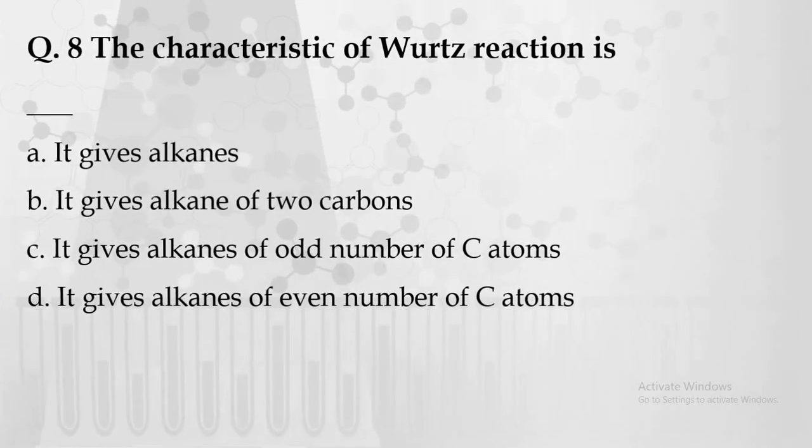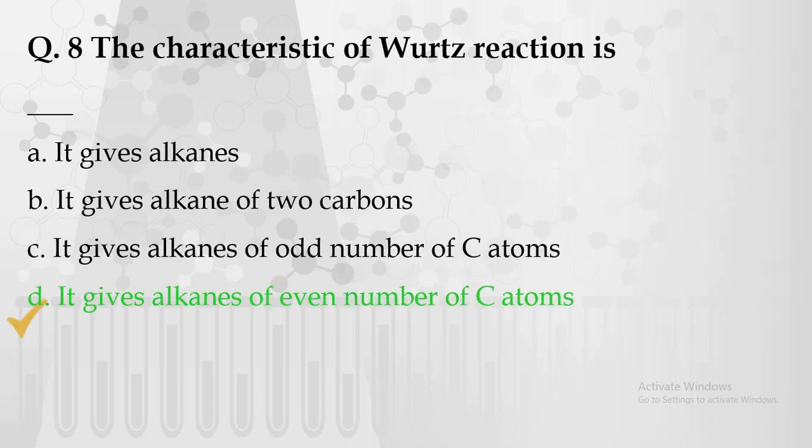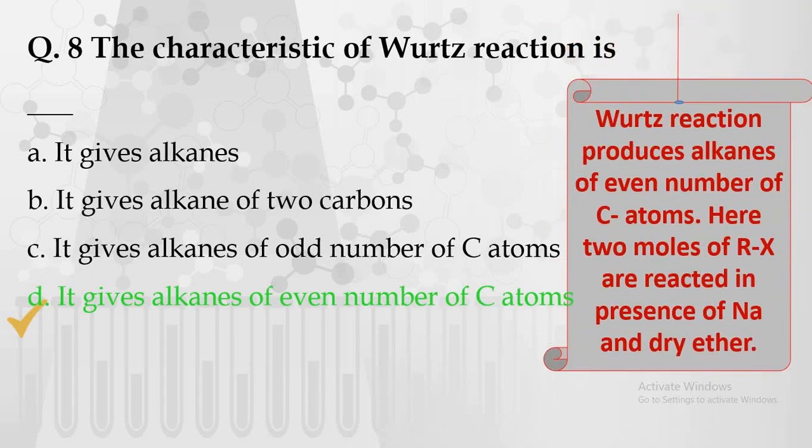Question number 8. Characteristic of Wurtz reaction is. The options are given. A. It gives alkanes. B. It gives alkanes of 2 carbons. C. It gives alkanes of odd number of carbon atoms. And D. It gives alkanes of even number of carbon atoms. So the speciality of Wurtz reaction is it gives alkanes of even number of carbon atoms. Here 2 moles of RX, that is alkyl halide, are reacted in presence of sodium and dry ether.